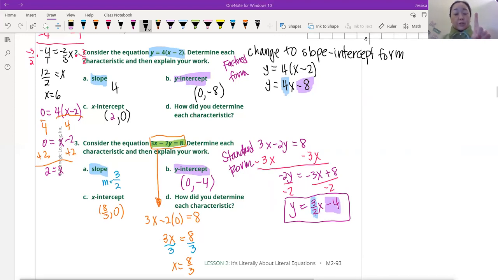So now we know the slope and the y-intercept. So again, the slope is 3 halves, and then the y-intercept is (0, negative 4). Please get used to writing them as a point. It will make your life a little bit easier. And it will help you to remember, oh yeah, x is 0, right? Here for the x-intercept, oh yeah, the y is 0. Okay, that helps you with that.